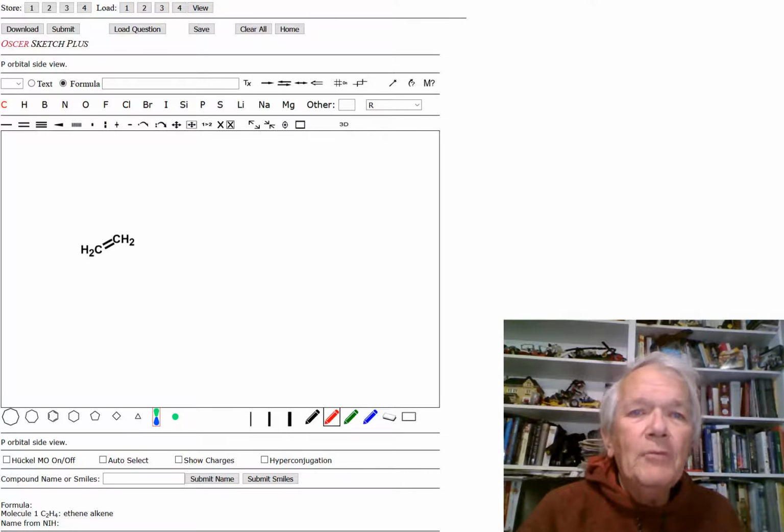In this video, I'm going to show you how to use the Hückel MO routine to calculate the pi orbital systems of conjugated molecules. So we're going to start here with about the simplest molecule you can have of a pi bond, which is ethylene. And ethylene, of course, has a pi and a pi star system. Well, Oscar can show you that pi system by going down here, clicking that the Hückel MO system is turned on, and then you do auto select.